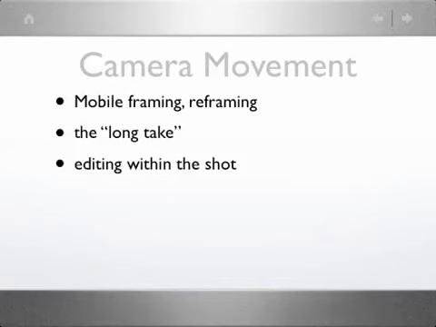Same thing with, say, a character who is in one part of a room and gets up and walks across the room. That could be accomplished by cutting from one shot to another, and often is, but it could also be accomplished by using camera movement to follow that character through the room as they move from one side to the other. And so editing within the shot is another stylistic technique that filmmakers can use when utilizing camera movement in the expressive content of a movie.